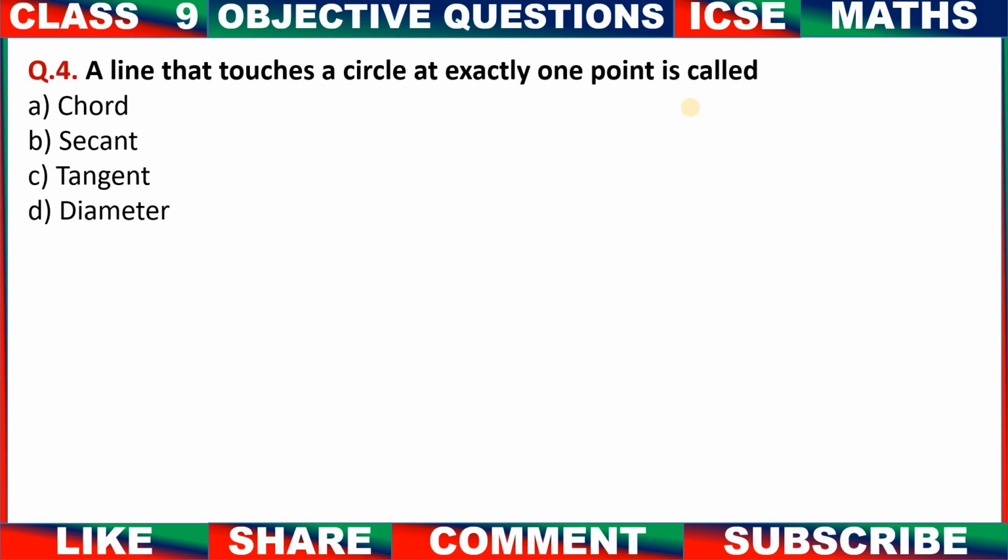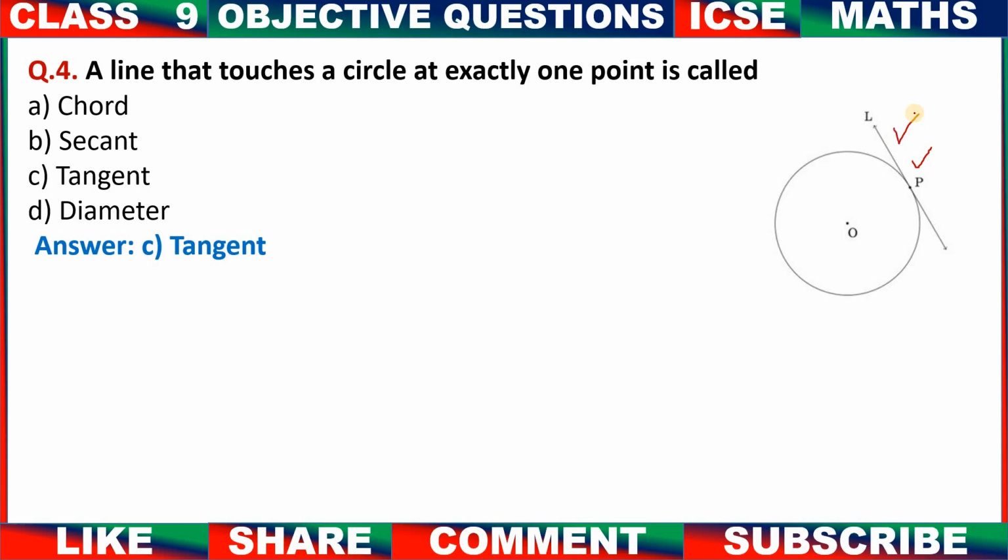Next, a line that touches a circle at exactly one point is called: chord, secant, tangent, or diameter. The correct answer is option C, tangent. This is a circle, and when a line passes like this, it passes through only one point. This line is called a tangent. So option C is the correct answer.